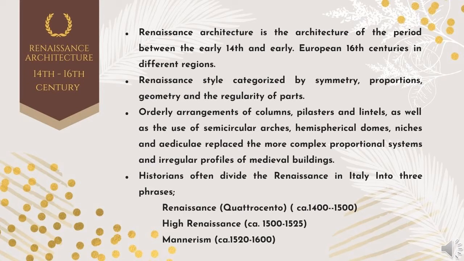Historians often divide the Renaissance in Italy into three phases. First is the Early Renaissance or Quattrocento, approximately 1400s to 1500s. Second is the High Renaissance, approximately 1500s to 1525. Third is Mannerism, approximately 1520 to 1600s.